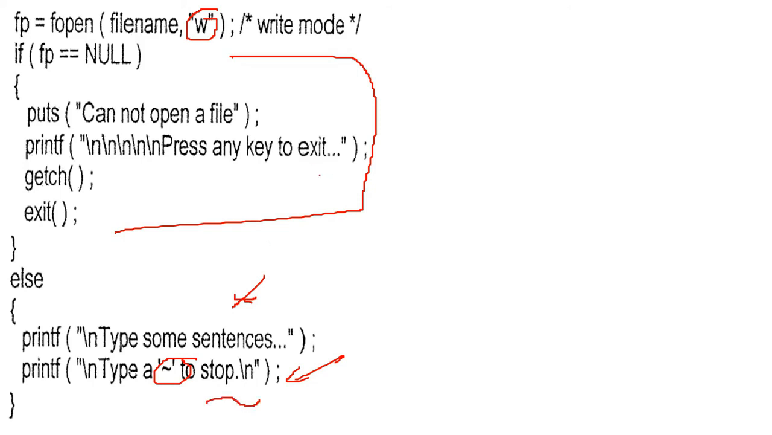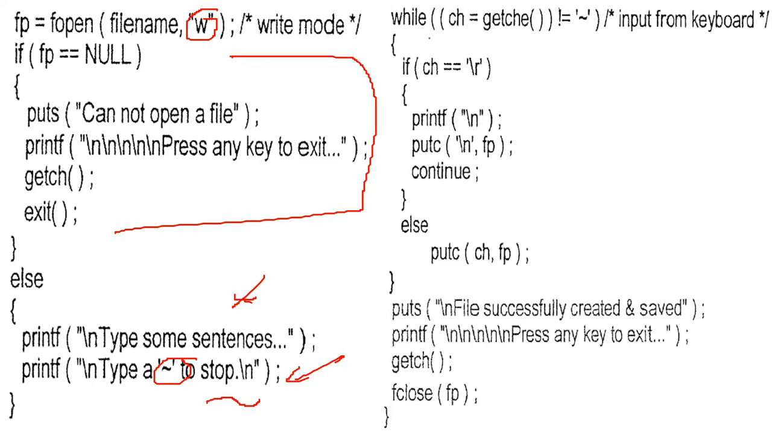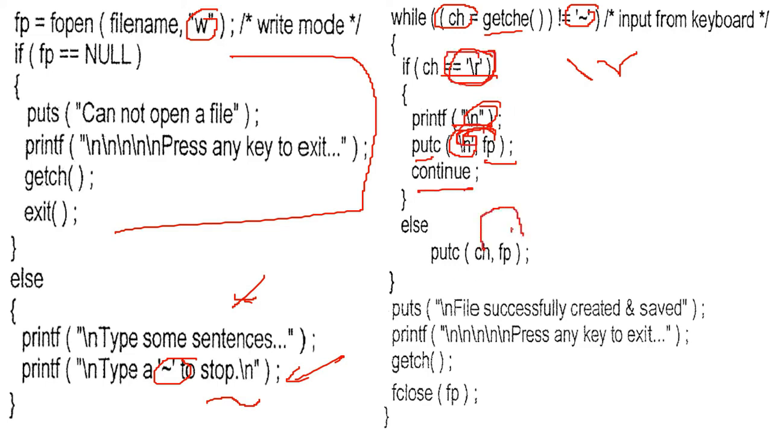So here we start with while. When getch returns a character, until it is this tilde sign, we take ch. If it is \r, that is the carriage return, we put a \n, we print this \n, and then \n has to be placed into fp, because \r has to be given specifically, and then we continue. Otherwise, if \r is not there, we just put all the characters which we got into the fp, and finally we come out. So this is how we do this program.